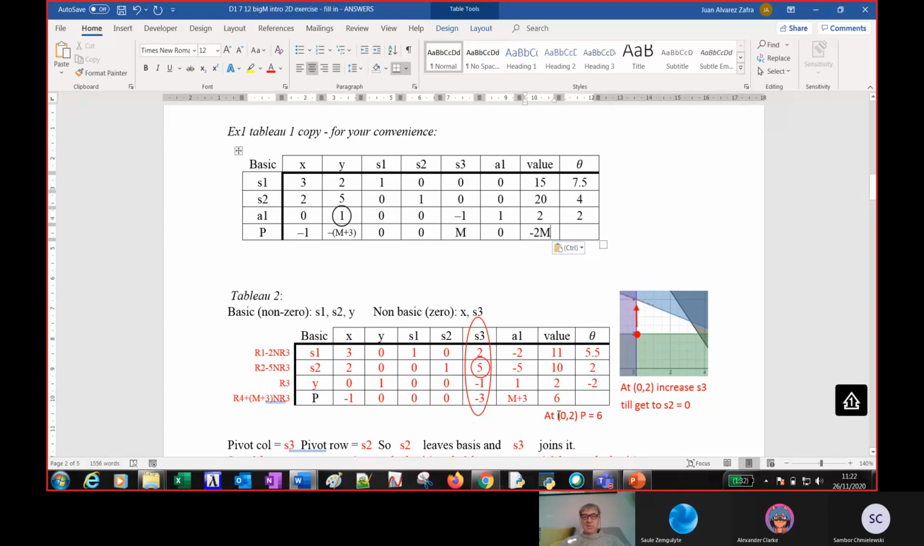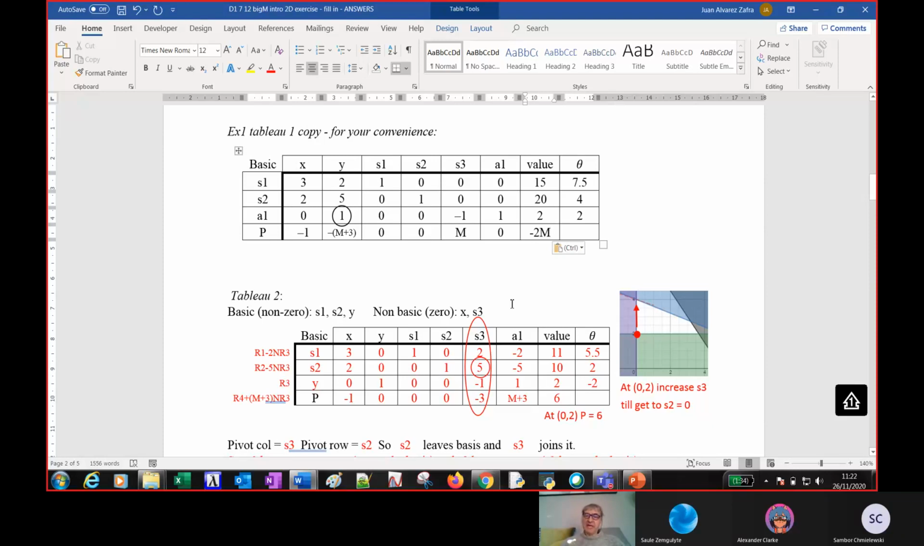-2m plus 2 times m plus 3. The m's cancel, and I get 2 times 3, which gives me the 6. I hope that's clearer now. Okay, so apologies about that one.